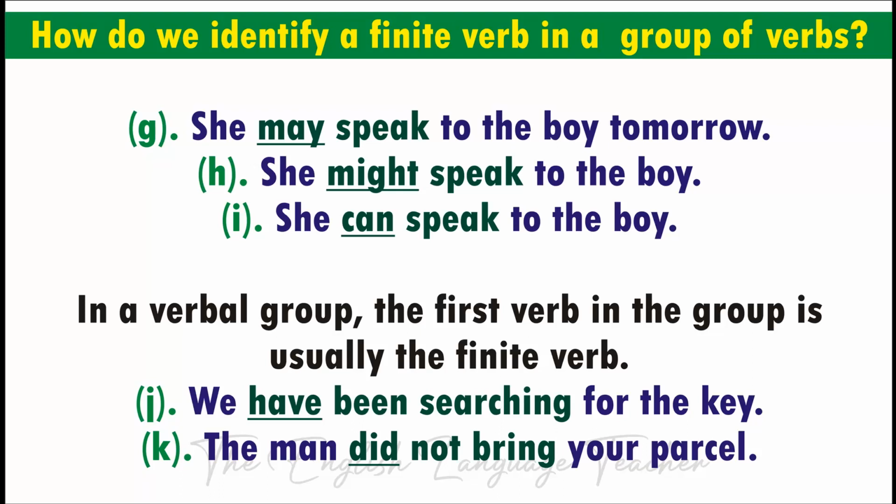Also, let's see example K. The man did not bring your parcel. Did is the finite verb. It is the verb that shows that it is past tense. Did not bring is a verbal group, but did in the group is the finite verb. So these are examples of finite verbs and non-finite verbs functioning together in a verbal group.